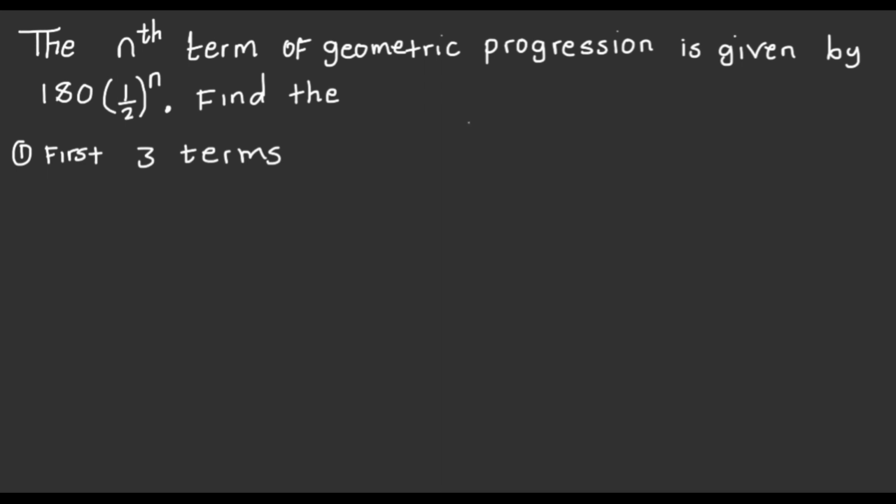Now this is under the geometric progression. So let's look at the question. The nth term of a geometric progression is given by 180 multiplied by 1/2 raised to the power n. Find the first three terms. We just want 3 terms.